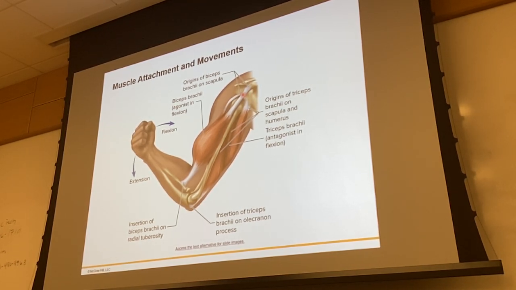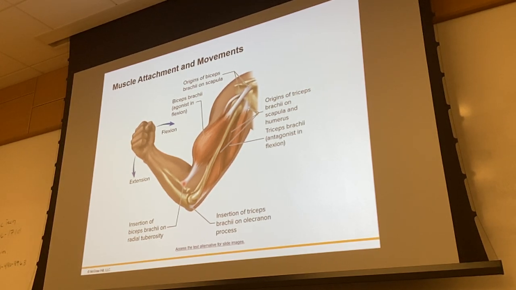If you look at this picture right here, here is a picture of one of the heads of the biceps brachii. This is the origin of one of the heads of the biceps brachii. This is the origin of the lateral or the long head of the biceps brachii, and the two heads merge together, and they insert on the radial tuberosity. So there's the origin and the insertion.